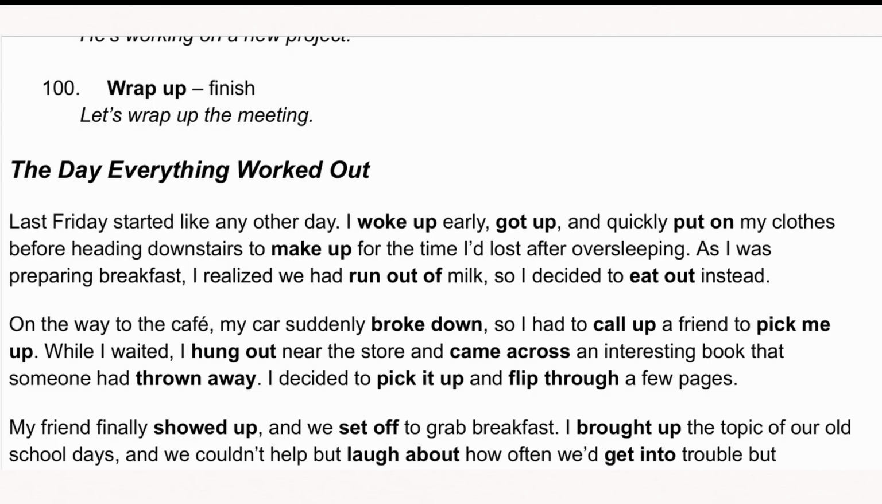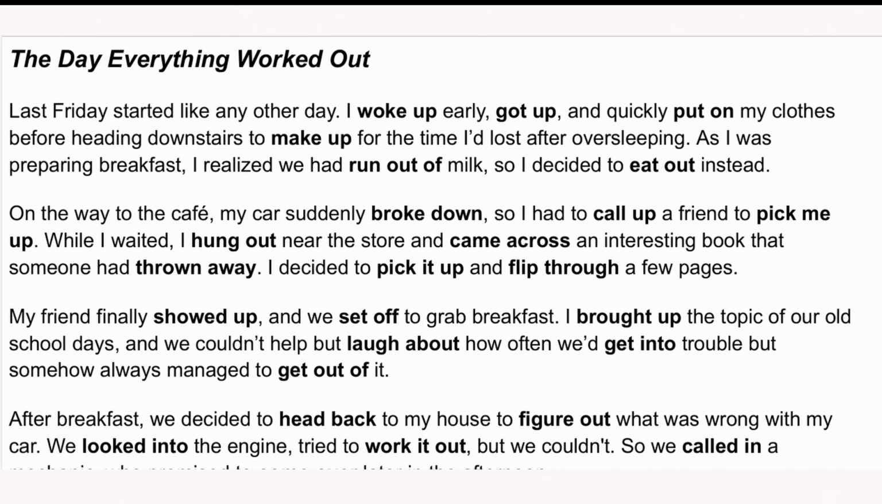So please, we are going to read this text together. Hope you're with me. The day everything worked out. Just listen carefully, and I'm pretty sure that we'll understand the meaning of the phrasal verbs that are used in this text. The day everything worked out.